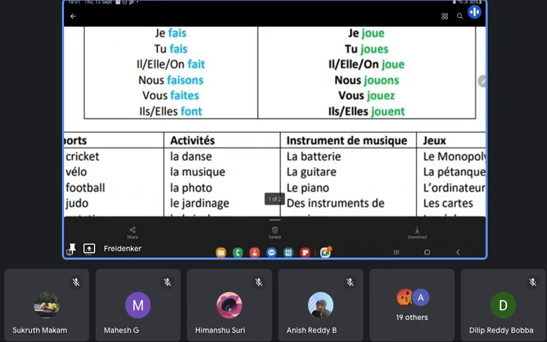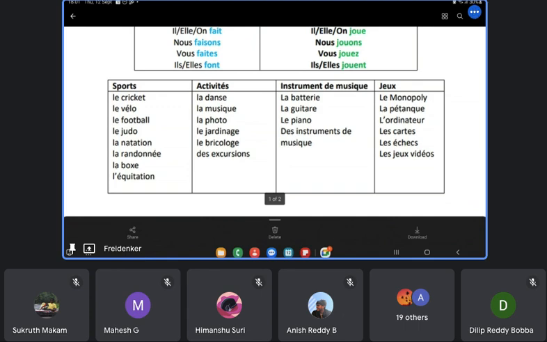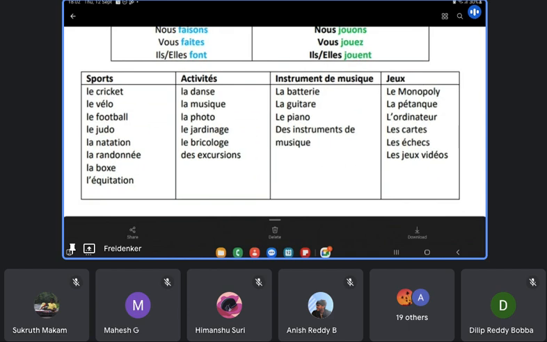We have examples of sports, activities, musical instruments and games with their gender. The gender is very important because we will be looking at some spelling changes. Some are going to change, so you have to be careful. Cricket is masculine. Usually, words borrowed from English into French are masculine in general. Cricket is taken from English, so it's masculine. Vélo is cycling. Football is again English, so masculine. Judo is again masculine. Natation is swimming. Words ending with tion are usually feminine, so la natation.